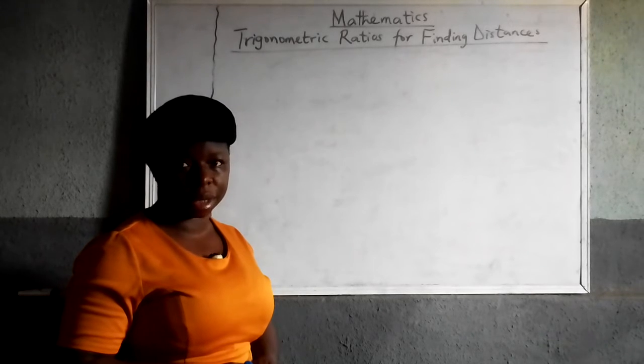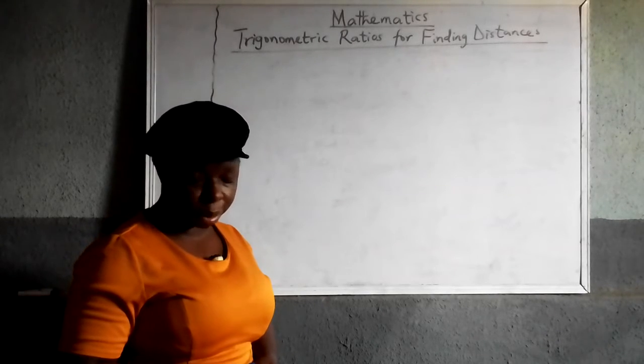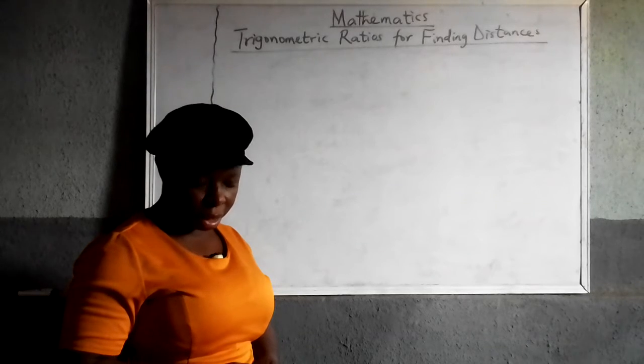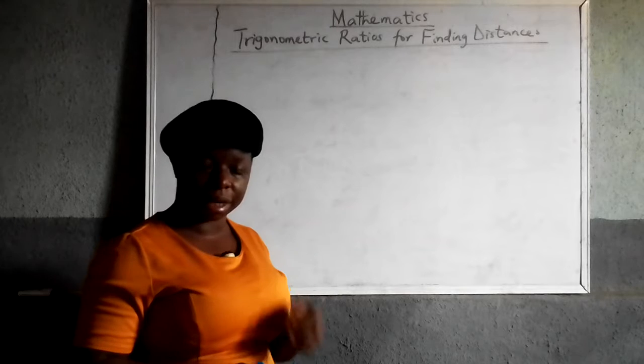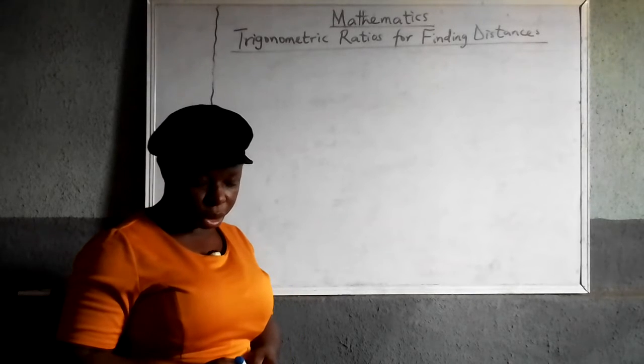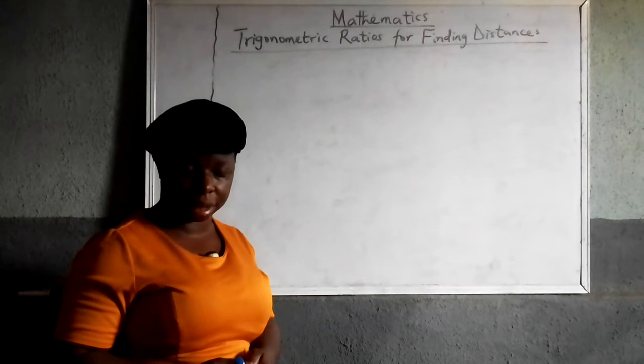Today we shall be looking at mathematics. We are going to take mathematics today for J.S.S 3 class. And the topic is trigonometric ratios for finding distances. Trigonometric ratios for finding distances.